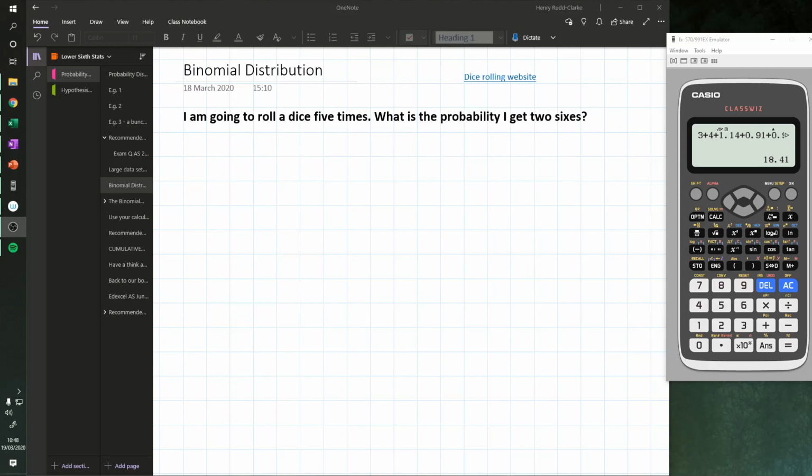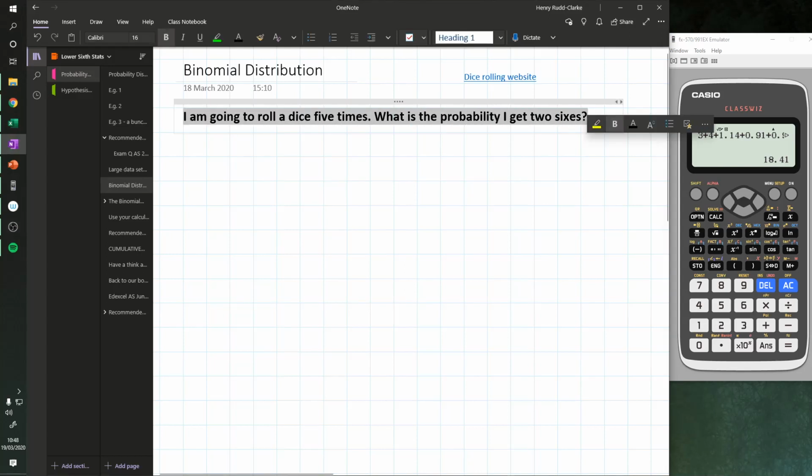We're going to be doing some binomial distribution today, which is the next thing after working through simple probability distributions. So let's get started. We're going to introduce binomial distribution by thinking about this question: I'm going to roll a dice 5 times. What is the probability that I get 2 6s?